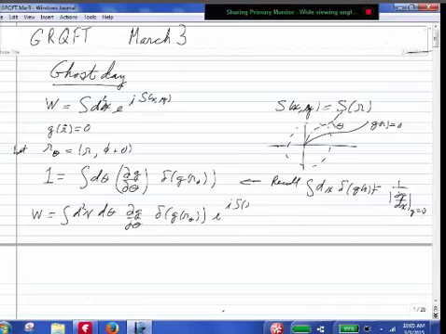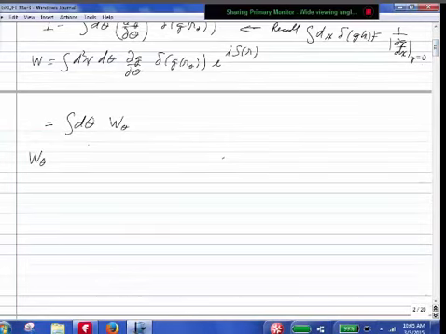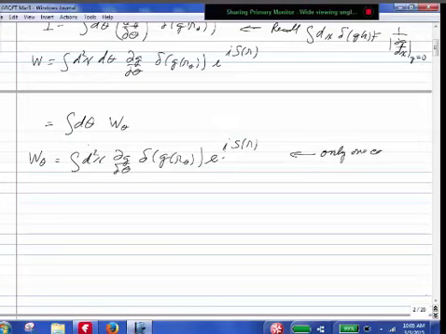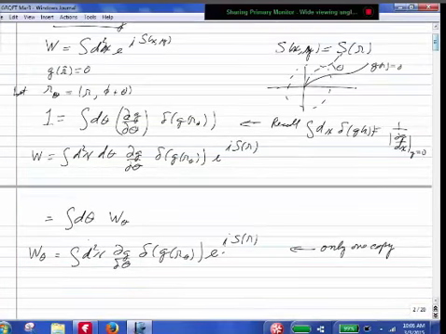So if we insert that, we get W is the integral d2x d theta dg d theta delta of g of r of theta e to the i S of r, which I can then write as the integral d theta of some W of theta, where W of theta is the constrained integral, d2x dg d theta delta of g of r of theta e to the i S of r.